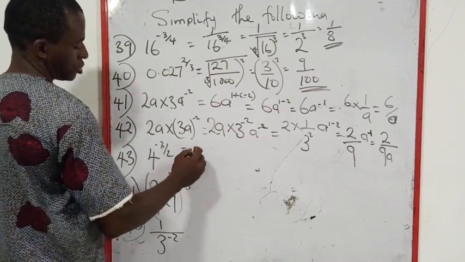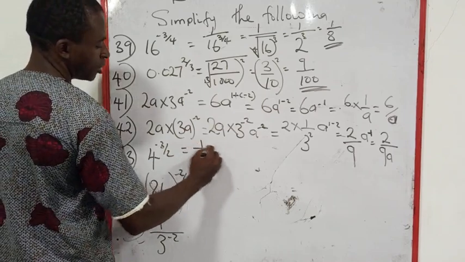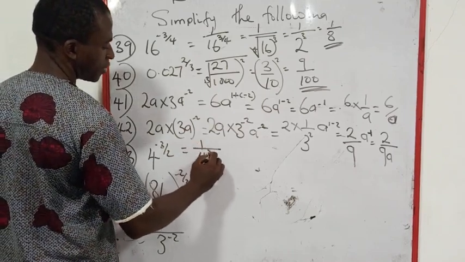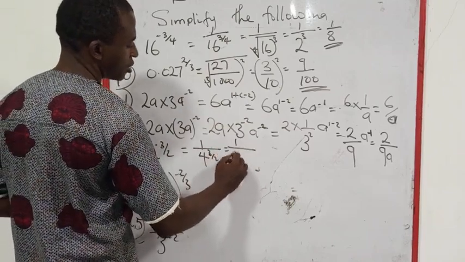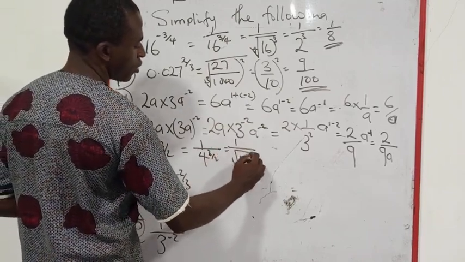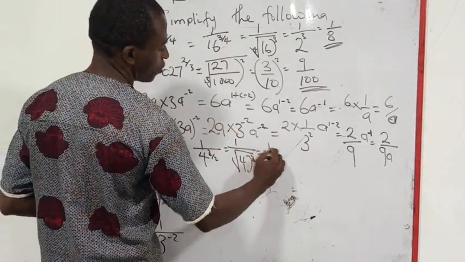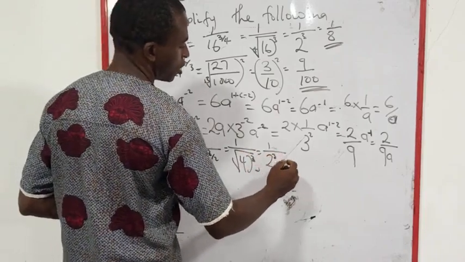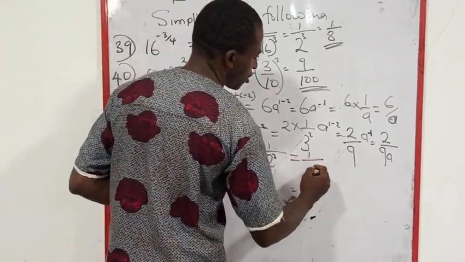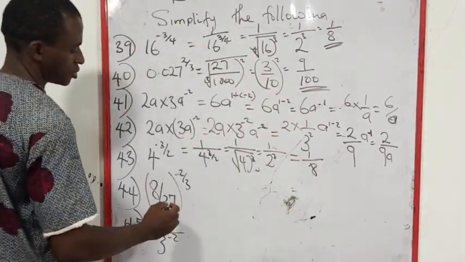So we have this to deal with also. This is applying our fourth law again. 1 over the number, removing the minus sign. We will now have 1 over the square root of 4, then raised to the power 3. Don't forget, the square root of 4 is 2. So 2 raised to the power 3 now. We now have 1 over what? 8. We are done with that.